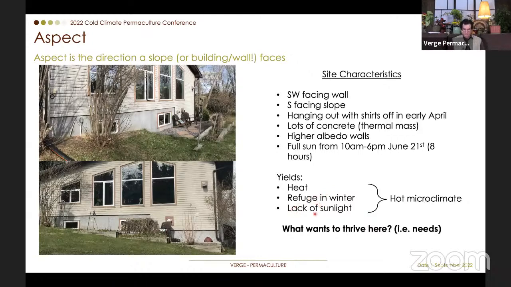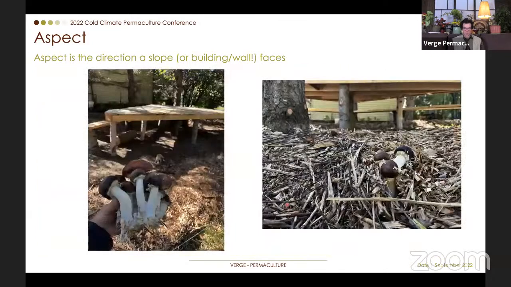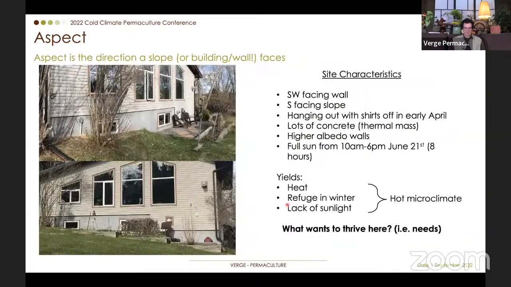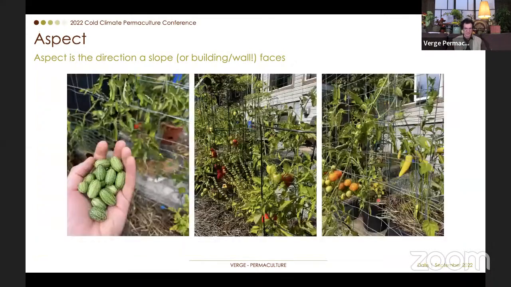Now, this is not supposed to say lack of sunlight. That was an artifact of me copy pasting from here. Good old copy pasta, but it's irrelevant. There's plenty of sunlight here, so let's just scratch that out, and let's call it a hot microclimate because that's exactly what it is. And so, what wants to thrive here? What conditions permit or facilitate meeting the needs of various things?